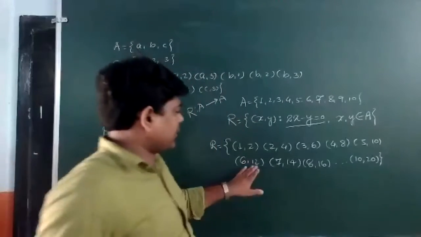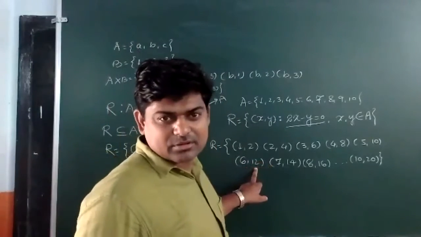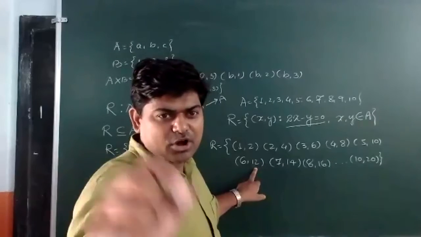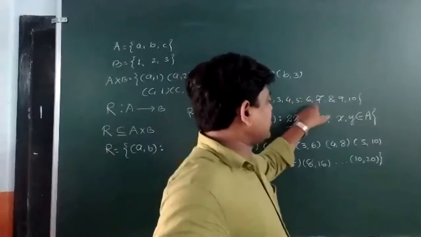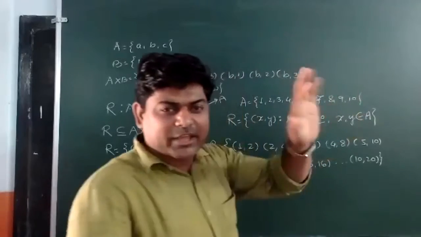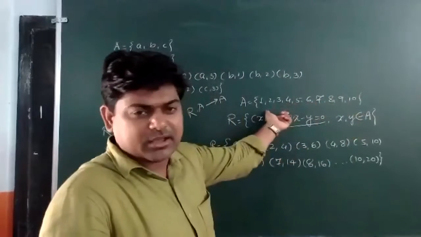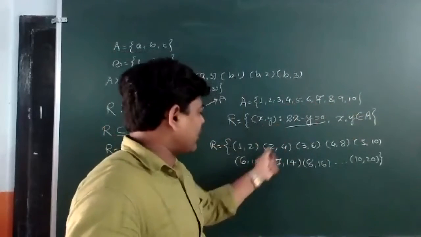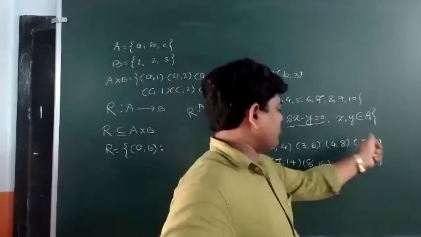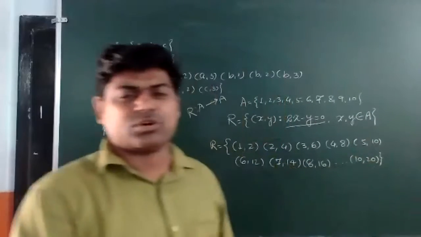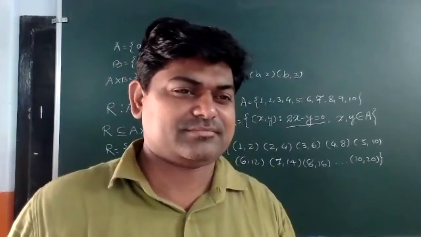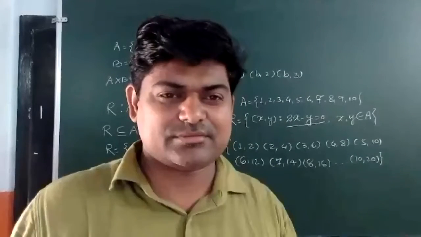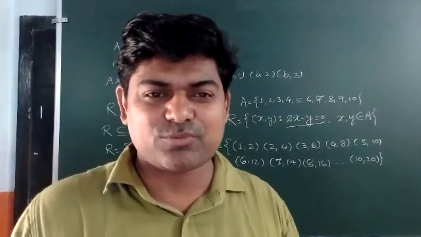No? This I wrote here, 6, 12. If y belongs to A, then y should be either 1 or 2 or 3 up to 10 only. No? Y cannot be anything except this A. I wrote here (6, 12), (7, 14), (8, 16), (10, 20), and between them one more. And even then, these two students said, yes sir, it is correct. It's not correct. We have to be very, very careful about these things.